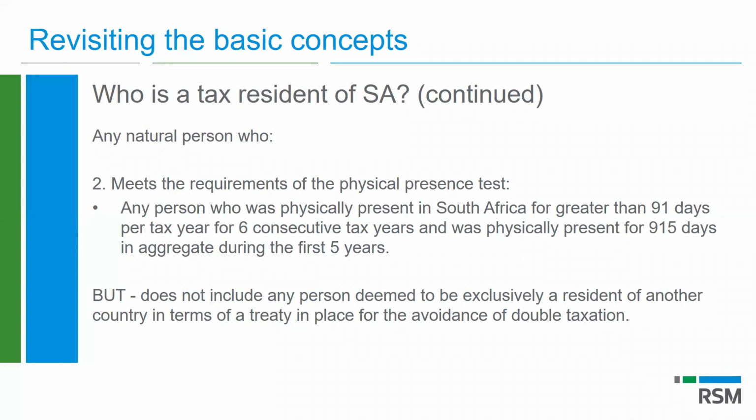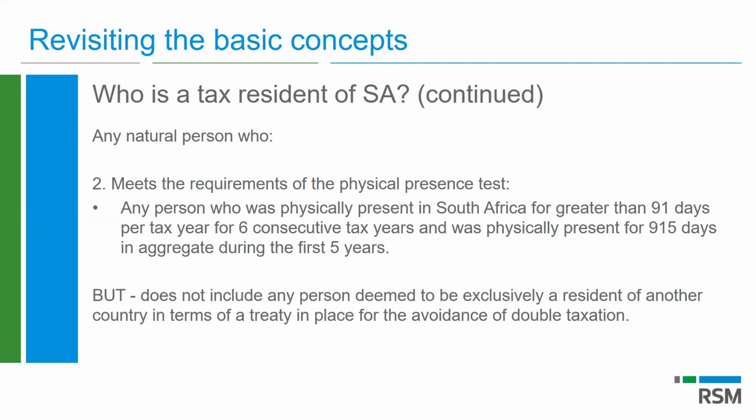The secondary aspect under which a person may be seen to be a tax resident of South Africa is if they meet the requirements of the physical presence test. Now, the physical presence test is a rules-based approach that has actually been written into the Tax Act. And we've laid out for you on the slide the fixed criteria for the number of days that a person must be present in South Africa in order to be deemed to be a resident. Now, that's just important for you to note.